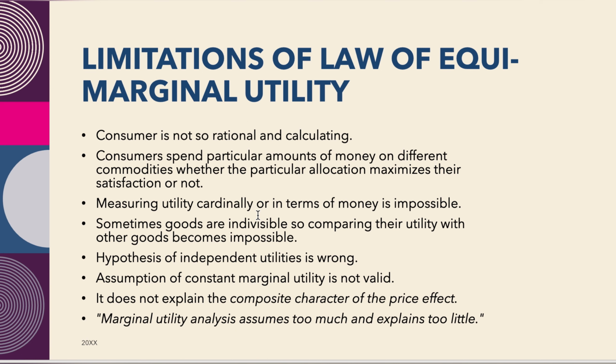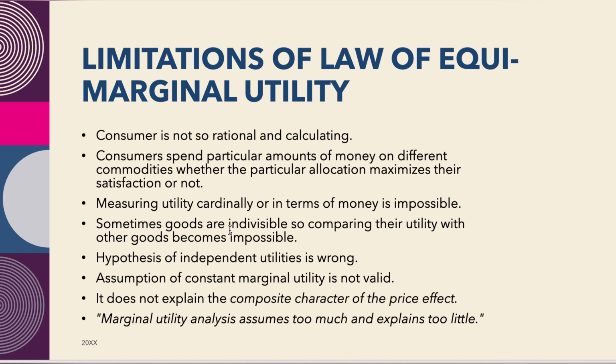Then again, measuring utility cardinally or in terms of money is not possible because we cannot say that a particular good is giving us like 4 units of utility or 5 units of utility or 100 units of utility. We cannot say that. So, this assumption also holds incorrect in this case.